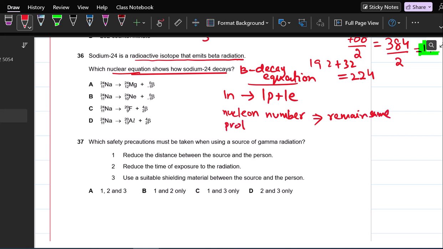Proton number will increase by 1. So you can see option A, sodium having nucleon number 24, proton number 11. It changes to magnesium. So from 11 to 12, the proton number increases by 1, the nucleon number is the same, and 1 beta particle, 1 electron, is emitted. So A is the right option here.